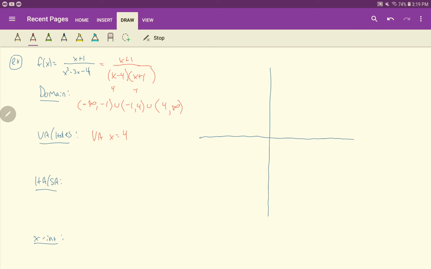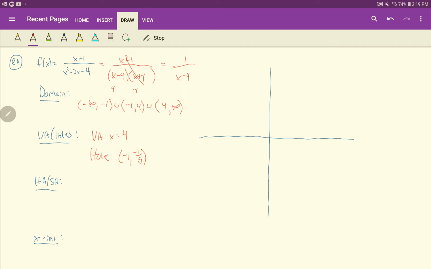We're going to have a hole at negative 1, because we have that same factor in the numerator and the denominator. So we can actually kind of imagine canceling that out, leaving it 1 over x minus 4. And I can now plug that negative 1 in here and find out what the matching y value is. So if I plug negative 1 in, it'll be negative 1 minus 4, which is negative 5. And so it'll be negative 1/5 for the hole coordinate.